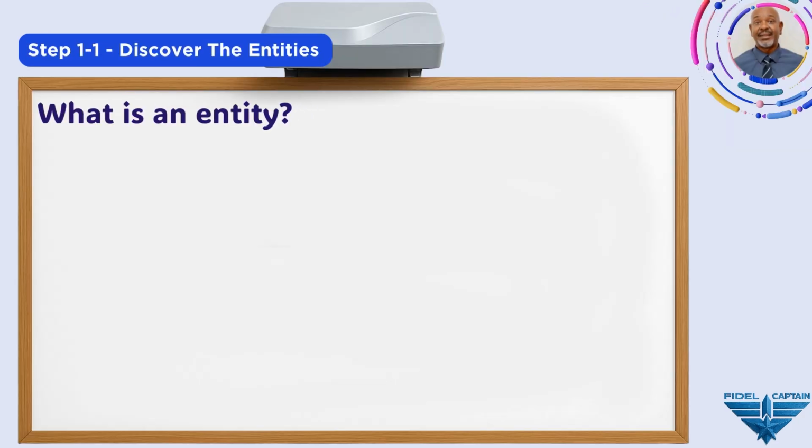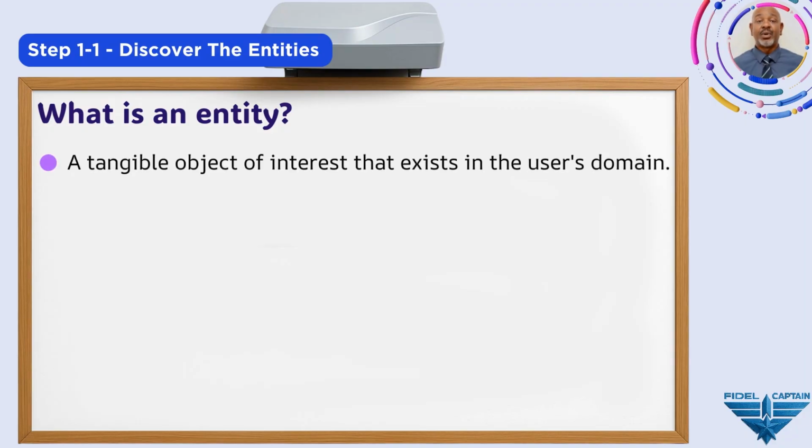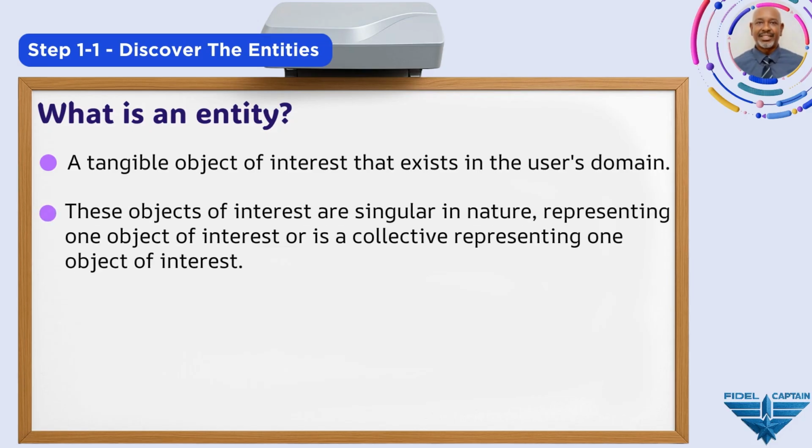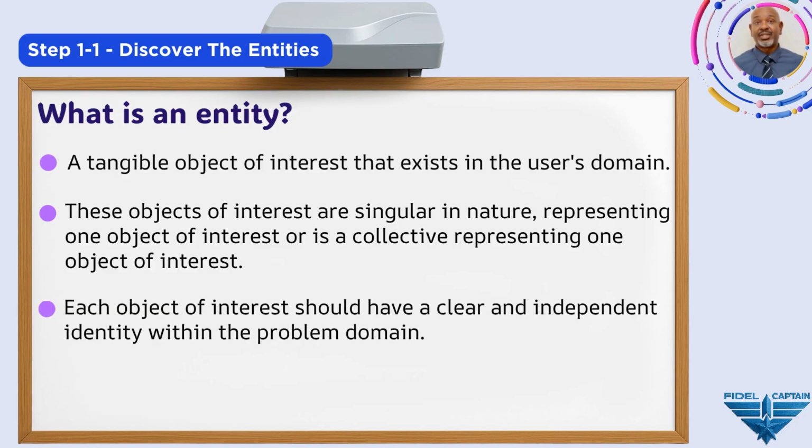What is an entity? An entity is a tangible object of interest that exists in the user's domain. These objects of interest are singular in nature, meaning that they each represent one object of interest or is a collective representing one object of interest and does not include a combination of more than one object of interest. Each object of interest or entity should have a clear and independent identity within the problem domain and should not be defined by its relationship to other entities.